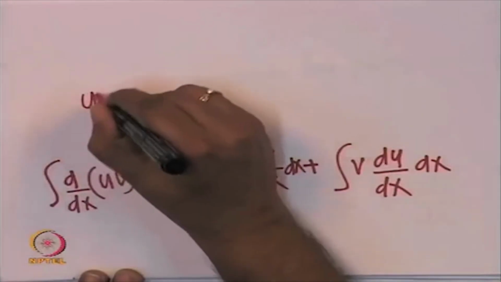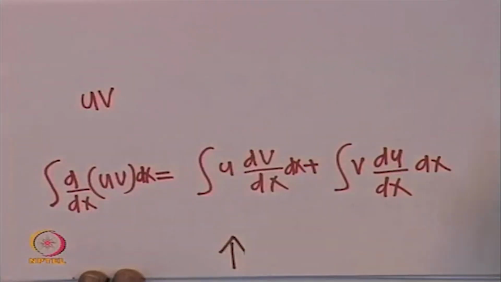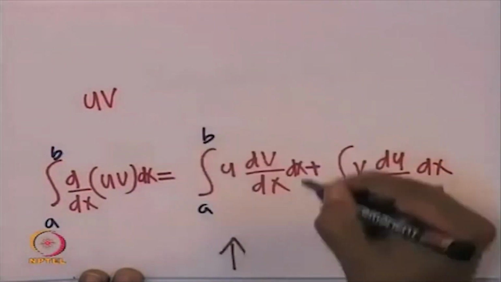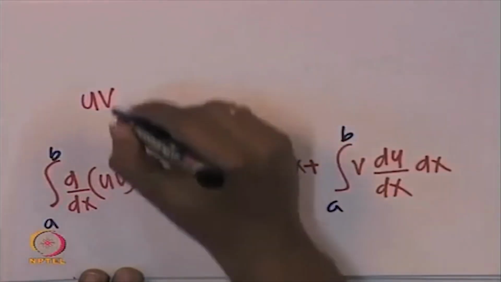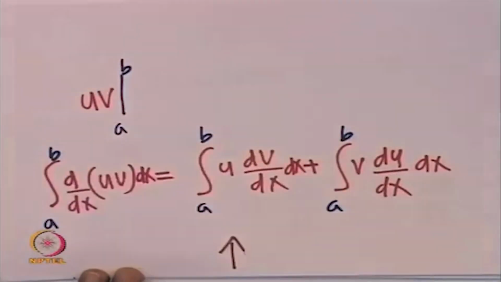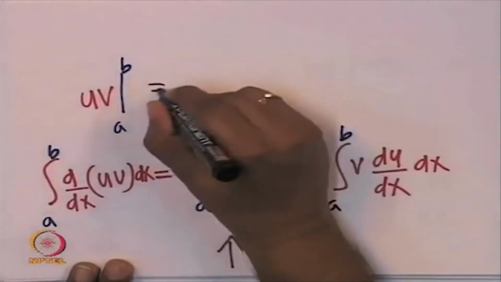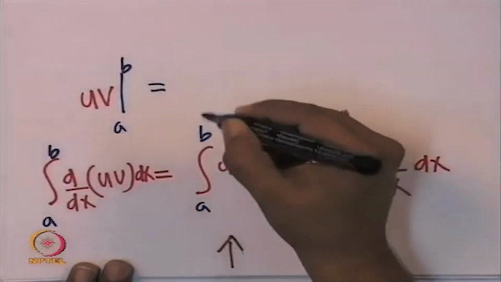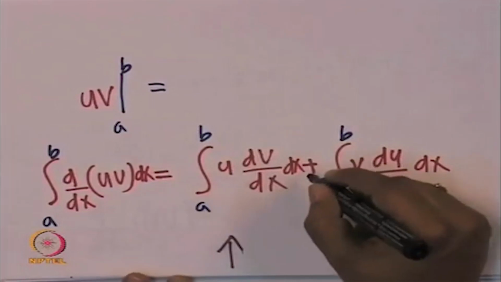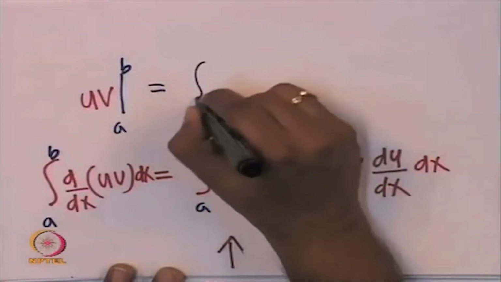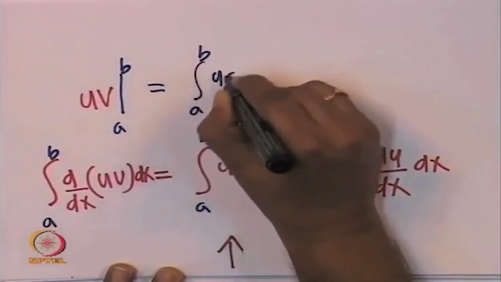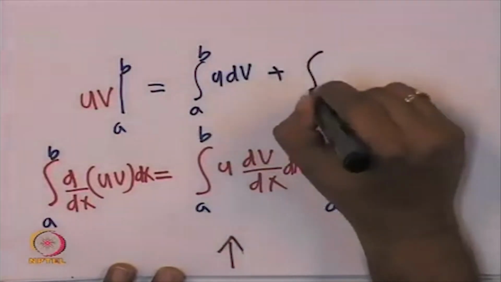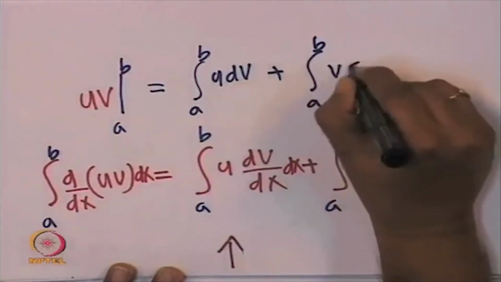So, this has to be uv itself. Let us say we are doing this between two limits a and b. Then you will have to apply the limits a and b here: the integral from a to b of d(uv)/dx dx. This can be written as integral u dv/dx dx, plus integral a to b v du.